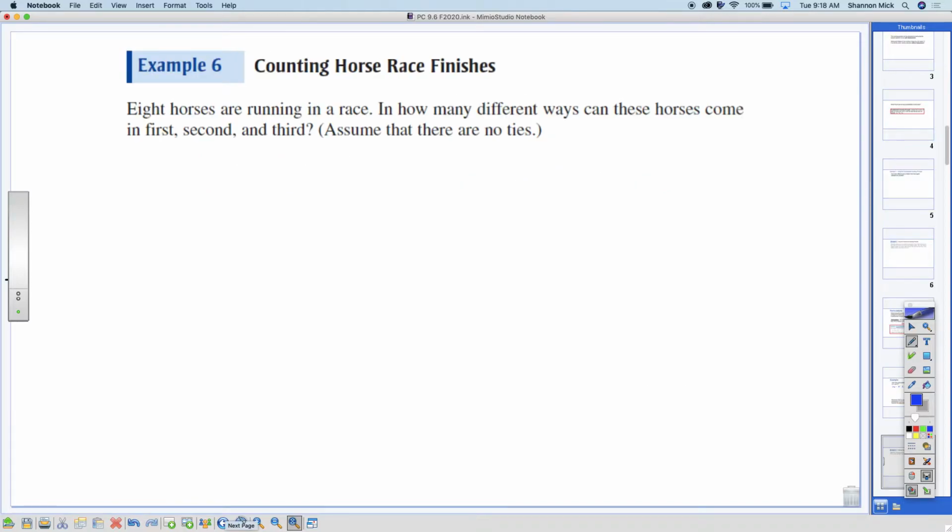Okay, counting a horse race. 8 horses are running a race. And how many different ways can these horses come in first, second, and third?